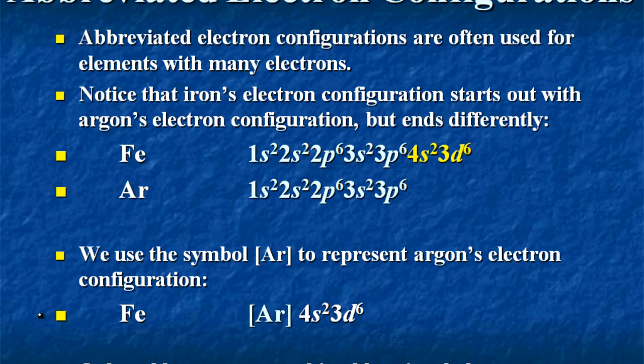Then you check, iron is in the fourth period, so the fourth period starts with 4s2, then comes 3d. Iron is in that row, so you go all the way to iron, which is 3d1, 3d2, 3d3, 3d4, 3d5, 3d6. So you just write argon in square brackets and then 4s2, 3d6. This is called the abbreviated electronic configuration.